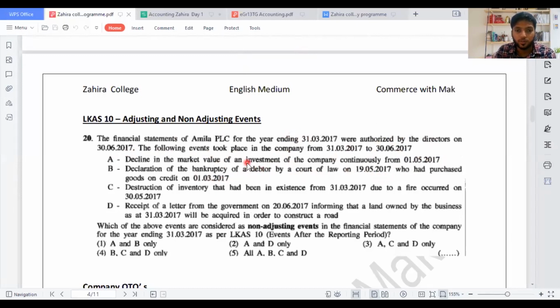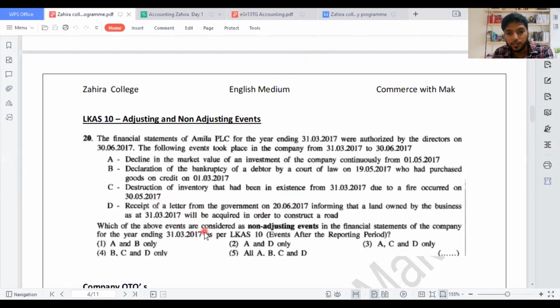Here the market value of investment is falling down. C. Destruction of inventory that had been in existence on 31st March 2017 due to a fire that occurred on 30th May 2017. So actually the goods were there, but there was a fire, and that fire happened in the month of May. D. Receipt of a letter from the government on 20th June 2017 informing that a land owned by the business as at 31st March 2017 will be acquired in order to construct a road.